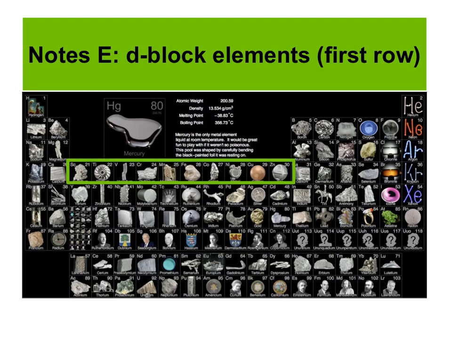In the second part of Notes E from Chapter 3, we're going to continue to focus on the first row of the transition metals. Now we're going to look at how they form complex ions.